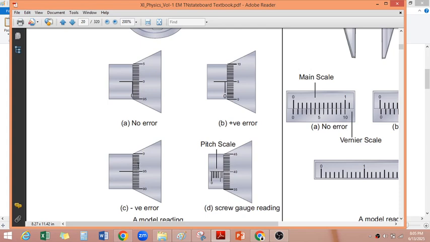Okay, so when you go to the lab, please try to take a vernier or a screw gauge and take a look at it. You will understand this better.